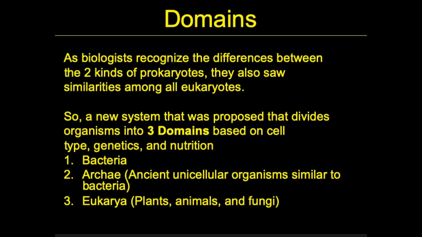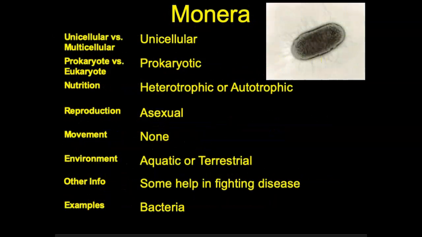But as scientists recognize differences between the two different types of prokaryotes, they have added in an additional taxa. That taxa is the domain. And there are essentially three domains: the bacteria, which are the regular bacteria that make you sick. Then there's the archaebacteria, the bacteria that are found in really extreme environments. And then there's eukarya, which is plants and animals and fungi. Monera is kind of an old-fashioned term for bacteria.